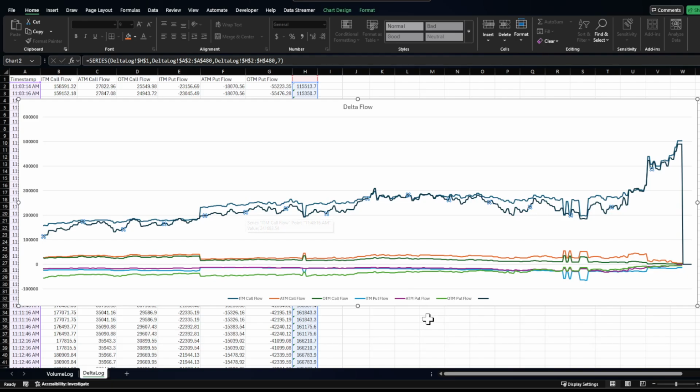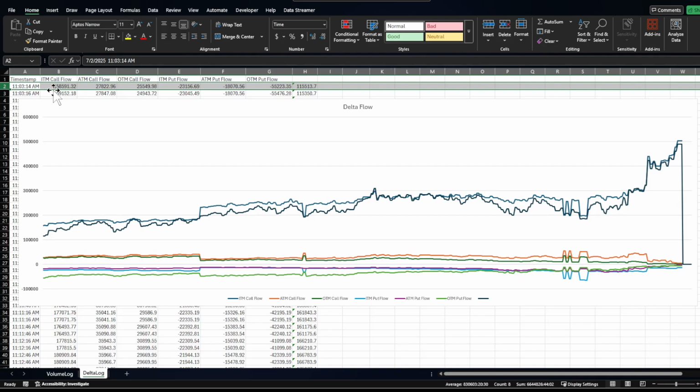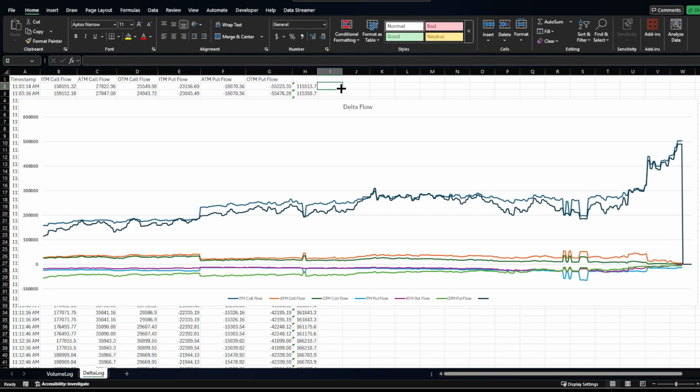which is taking all of the calls, which you'll see, like for example in row 2, you have the timestamp, and then you have the values for in the money calls, at the money calls, and out the money calls. And then we're going to take the in the money puts, at the money puts, and out the money puts, and then you get a sum when you put them all together, right? So you have negatives and positives, and then you'll get a net positive in this case because the market was up at that point. And so this is essentially what this chart is graphing here.